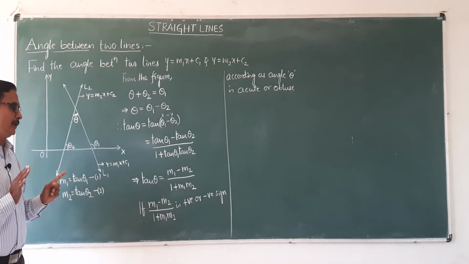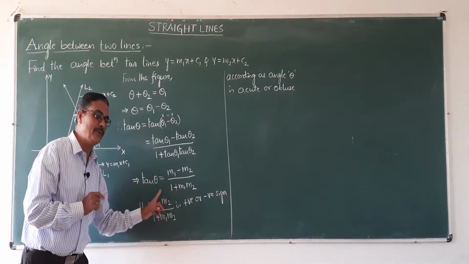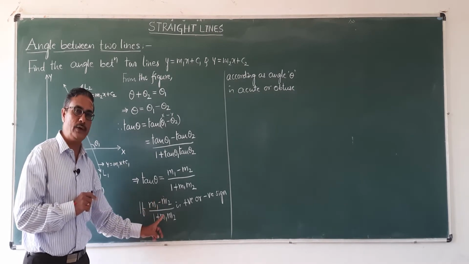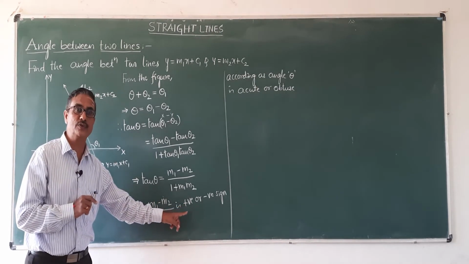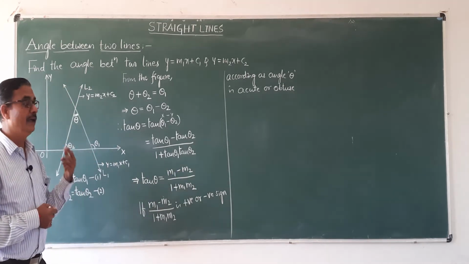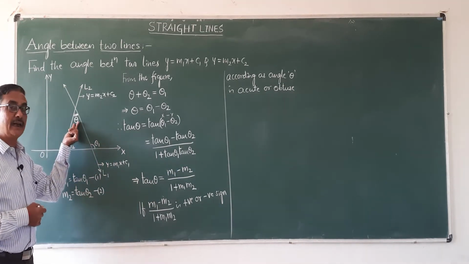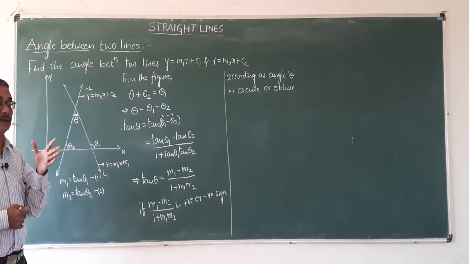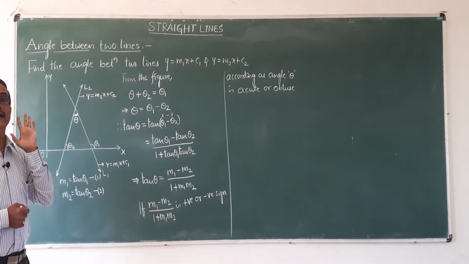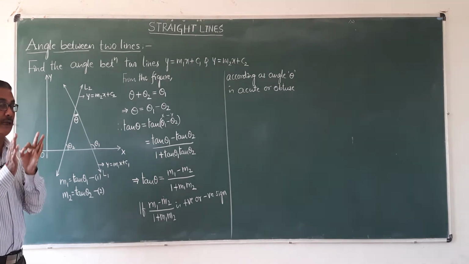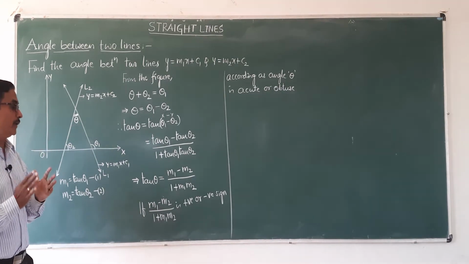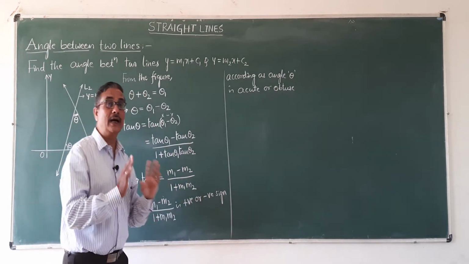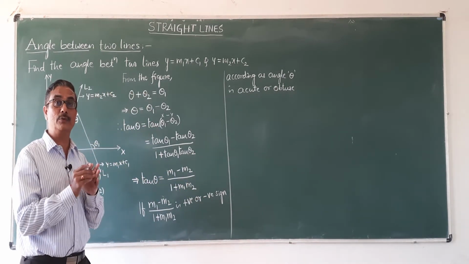So remember, after substituting the value of m1 and m2, if m1 minus m2 by 1 plus m1 m2 is positive or negative according as angle theta is acute or obtuse. But if we require only acute angle between the lines, the angle we need is acute angle. Acute angle means the answer should be only positive value, not negative value. So when a negative value comes, how do we convert it to positive?